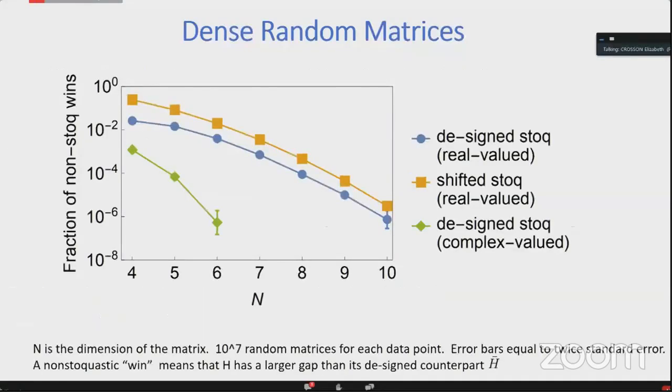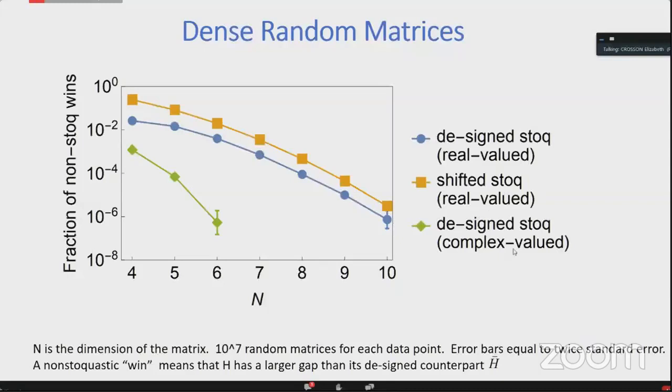Okay, so if that didn't convince you, here's what the numerics look like for random dense matrices with IID entries. So we define this notion, which is the fraction of non-stochastic wins. n is the dimension of the matrix. So these are dense matrices. Basically what you see is that the fraction of non-stochastic wins, which are cases where the original Hamiltonian has a larger gap than its designed counterpart, goes to 0 rapidly with the dimension of the matrix. So this is just saying that all but this 10 to the minus 6 fraction of these have a larger spectral gap when you design them. So it's just confirming what we could prove mathematically.